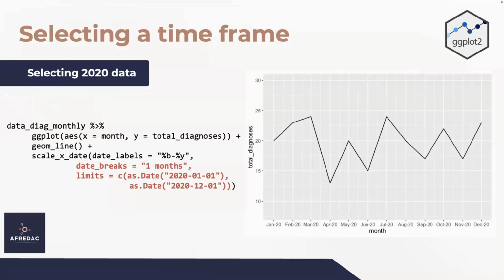Another thing we saw last time was selecting a time frame. Often you have a data set that covers a few years. Suppose you wanted to zoom in to see trends over 1 year or a few months. Again, using scale X date, you can play with things like date underscore breaks. You can play with limits. This limits argument lets you zoom in to a particular time frame. So over here, we're zooming into the time frame between January and December of 2020, which you can really specify to zoom into the period that you want.